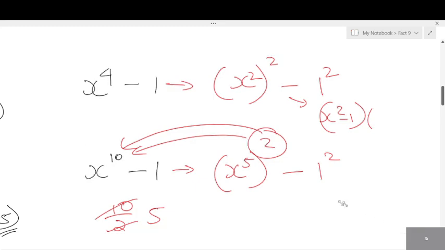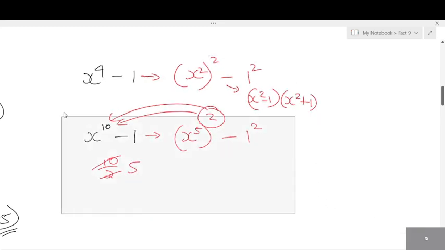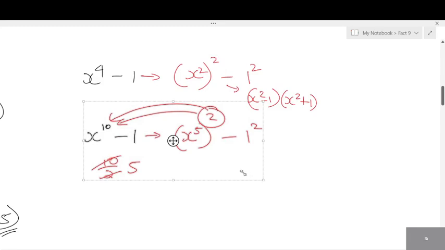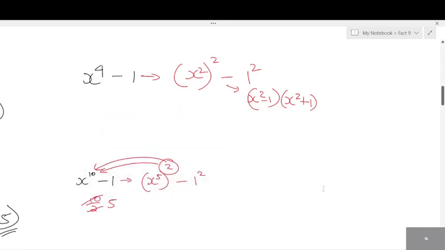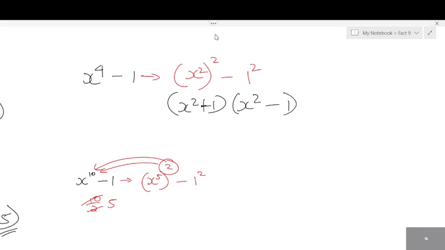Right? We haven't completed. The answer is incomplete. We can further factorize. Which part can I factorize in the first question? Which part can we factorize? See, what's the answer for this? Tell me the answer for this. You get x square plus 1 into x square minus 1. What is A and what is B here? Tell me what is A. A is not x, it is x square. Whatever is there inside is A, right?